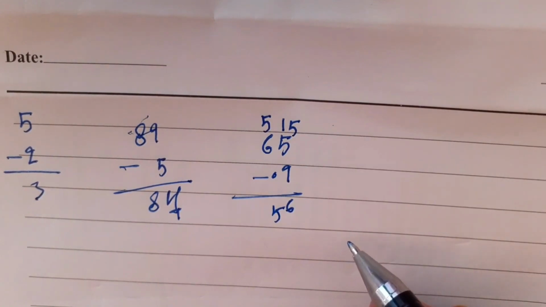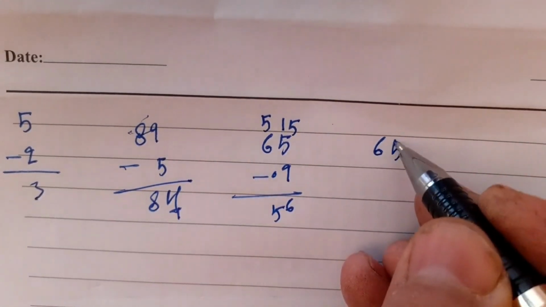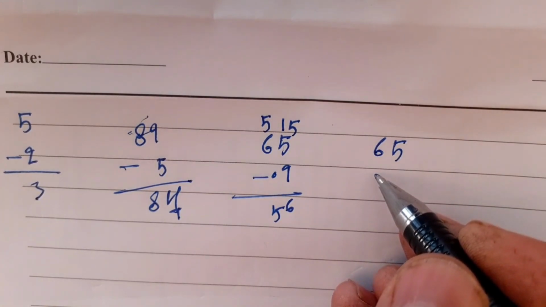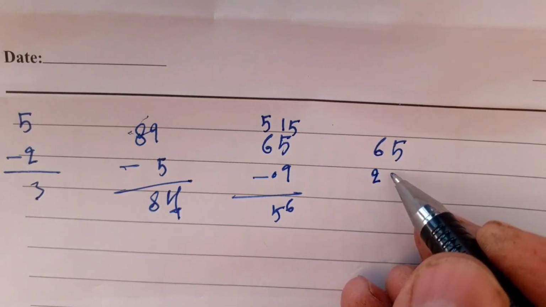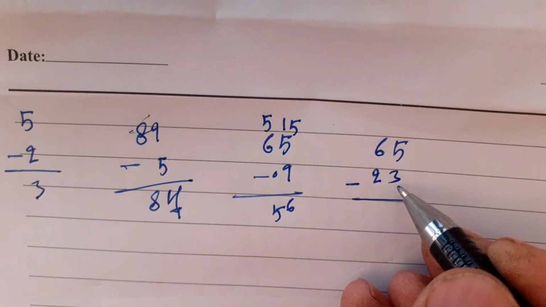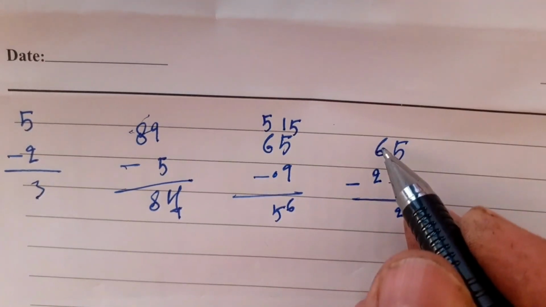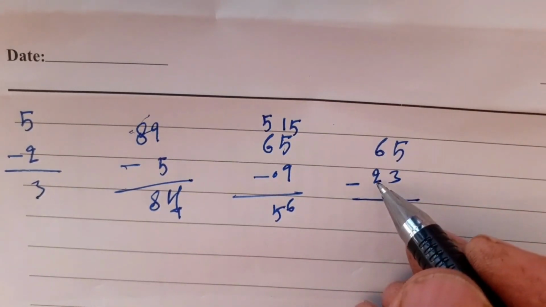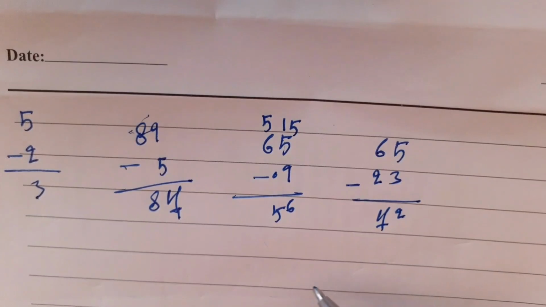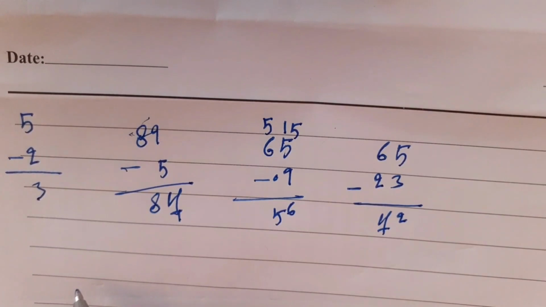Next example. 65 subtract 23. 5 minus 3 is 2. 6 minus 2 is 4. Final answer 42. Next example.